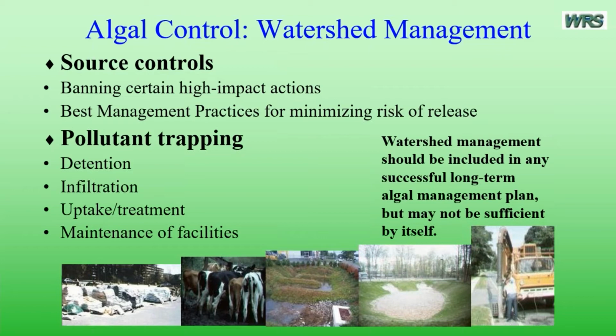We have source controls to work with, and that's a great way to go if you can, but you're not going to do that in Mexico City or next door to me in Springfield, Massachusetts. Those things already exist. Pollutant trapping, detention, infiltration, uptake and treatment, maintenance of facilities, all these things are important. They're all good to do. We even have regulations that call for them in many areas. The bottom line is once your watershed is developed to a certain point, the odds of you being able to make the water quality acceptable for the lake into which it goes is really reduced.